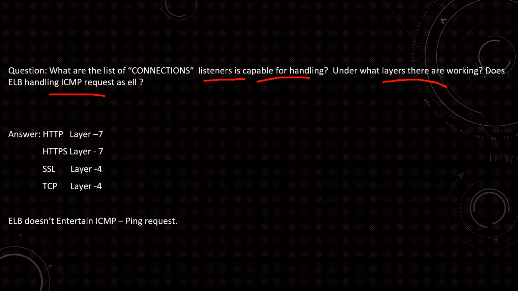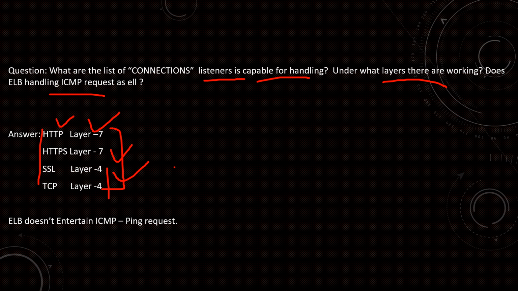So questions number one and two have been covered here, like HTTP which works on layer 7, HTTPS which again works on layer 7, SSL and TCP which work on layer number 4. So the listener is catering these requests, right? These requests, layer 7 and 4, and if we talk about ELB, ICMP, right? ELB doesn't entertain ICMP, that is our ping request, right? If someone needs to ping the servers, that request doesn't come through the load balancer. It will connect directly because a ping request is not catered by the ELB.